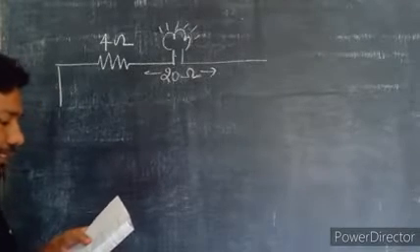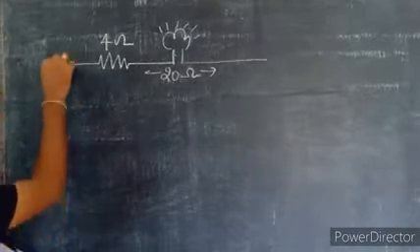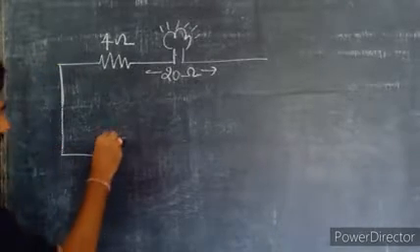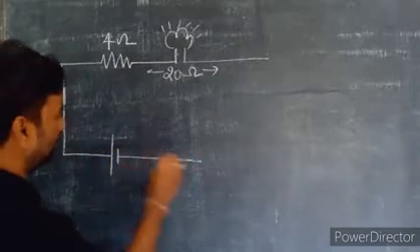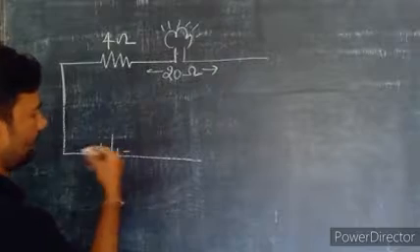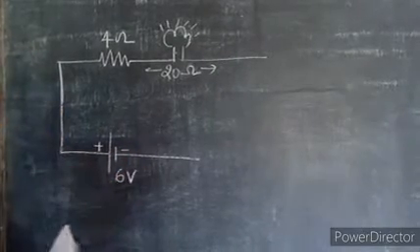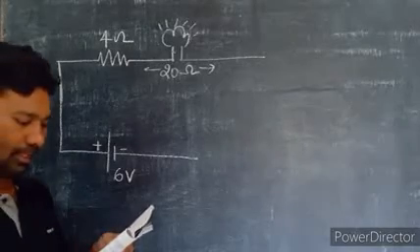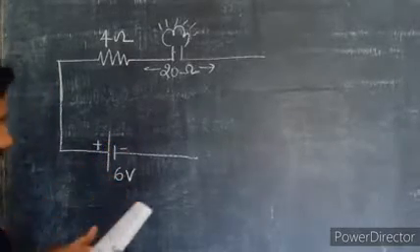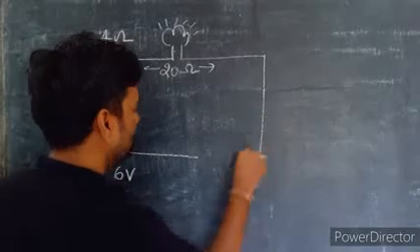They are connected to a 6 volt battery. So this is connected to what? This is connected to a battery with positive and negative polarity, a 6 volt battery. This is shown in the figure, everything is shown.